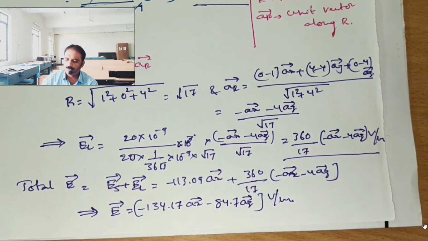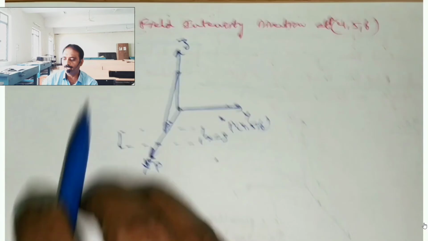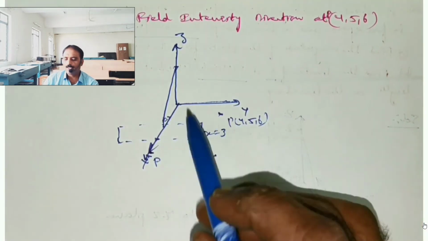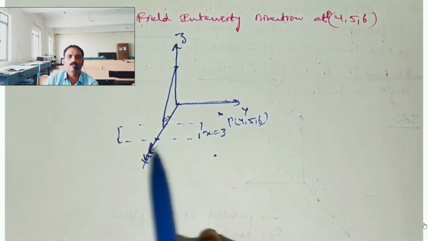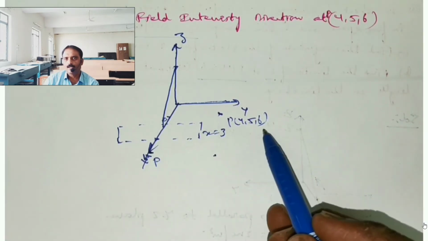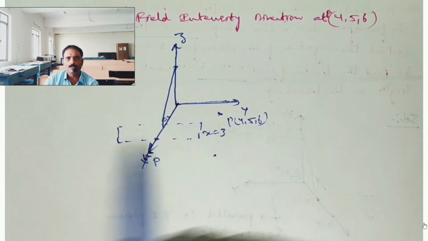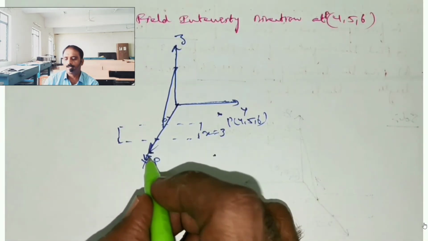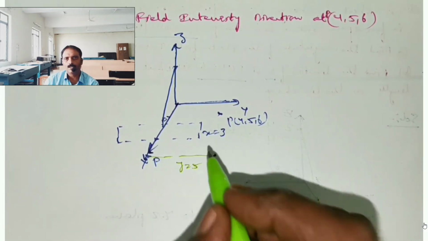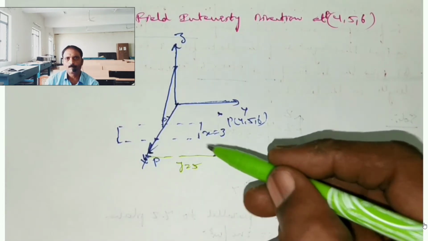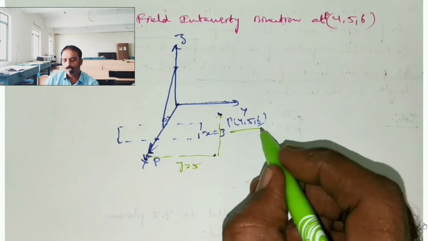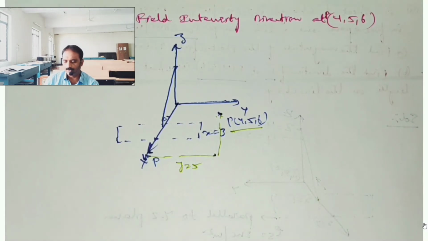Next, let us find out the second question, electric field intensity direction at 4, 5, 6. So first of all, I am locating the two charges once again as we have done in the previous case. Here the objective is we have to find out the electric field intensity at the given point 4, 5, 6, and in order to find out the direction of it, we need to find out the unit vector along the direction. So the objective here is we have to evaluate the unit vector along the direction of the resultant electric field intensity.